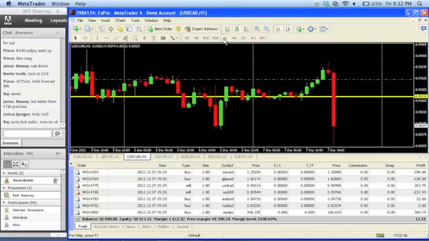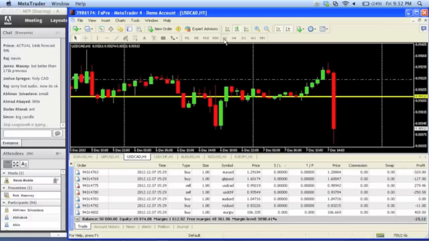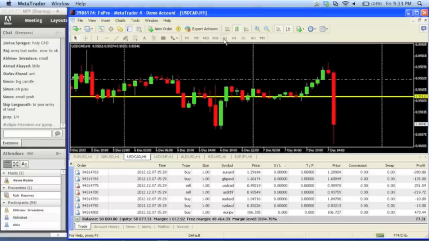Okay, now here's another scenario. Take a look at the size of the candle on CAD. How big is the previous candle? It's very small, right? The current US dollar CAD candle is extremely large. Previous candle is so small. Now, for us to turn around and go north, how far does the current candle need to retrace to? How do we know if it's going to be an exhaustion? To your entry at least.